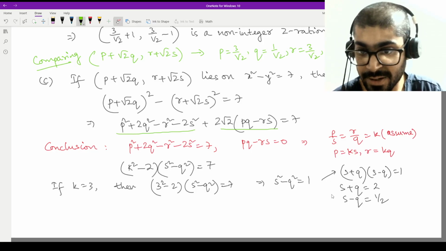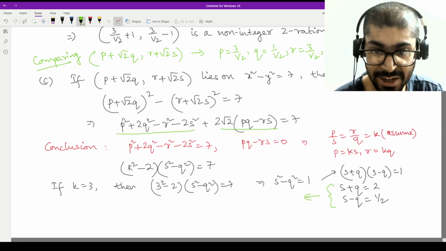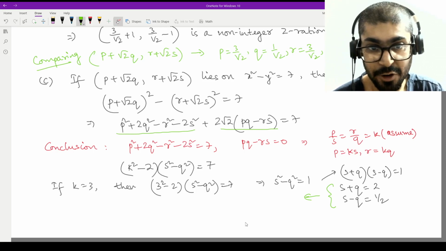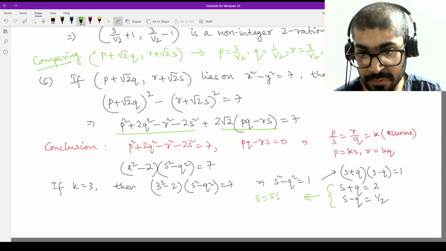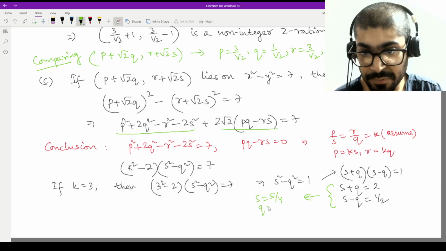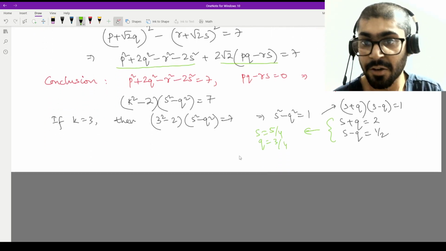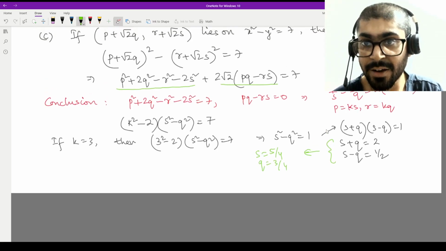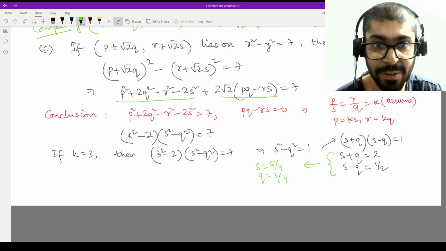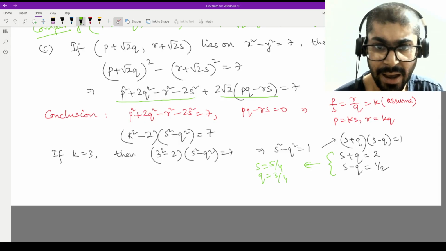Your choice. This leads to a simultaneous equation where the solution would be s equal to 5 by 4 and q equal to 3 by 4. Once you have this solution, you can just put it back and get p and q, right? You will get the value of k from here. K will be equal to, I think, 1 by 4, and then you will get p and r as well.